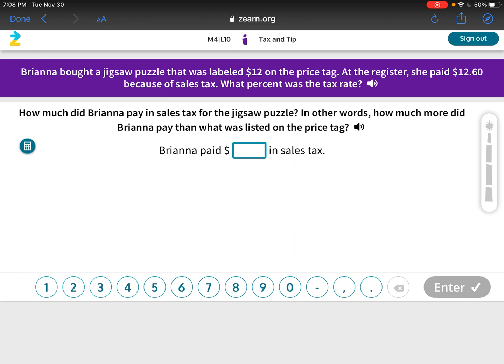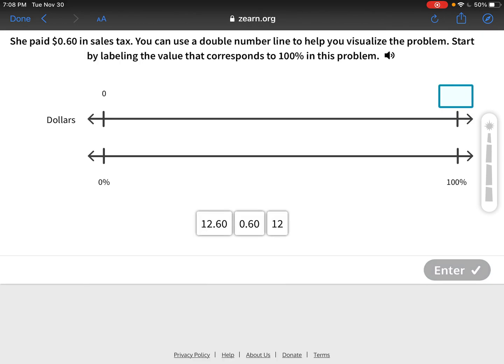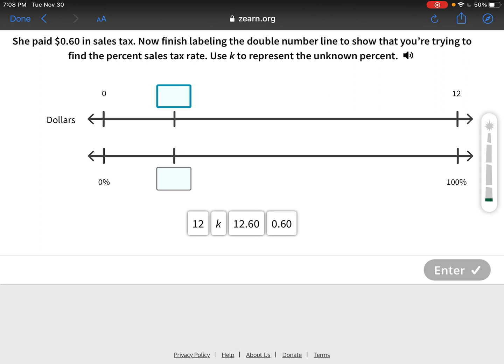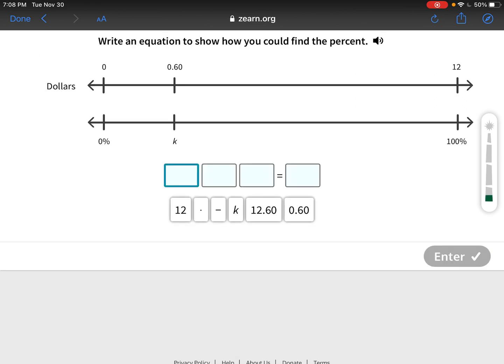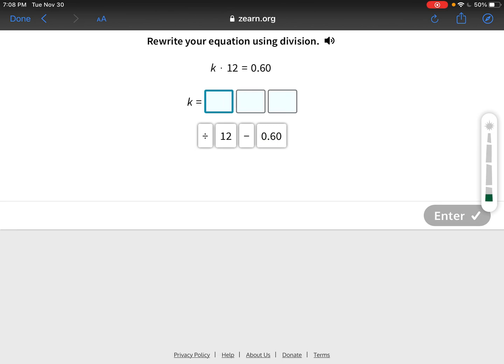So Brianna bought a jigsaw puzzle for $12. She paid $12.60. So she paid 60 more cents than the price tag. So the whole amount was 12. We know we paid 60 more. We just need to figure out what percentage that was.